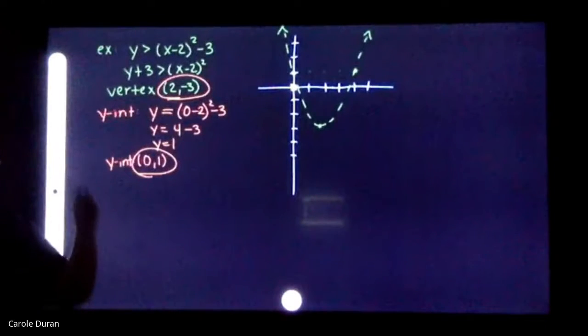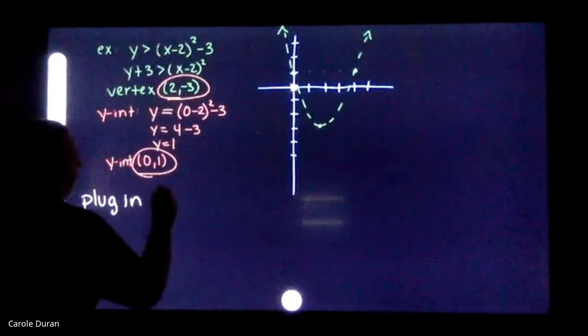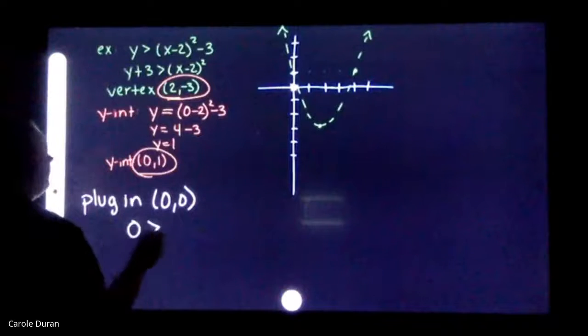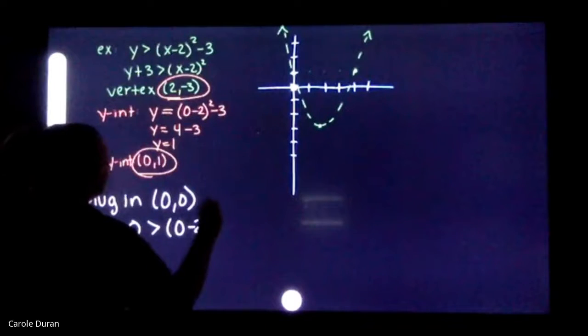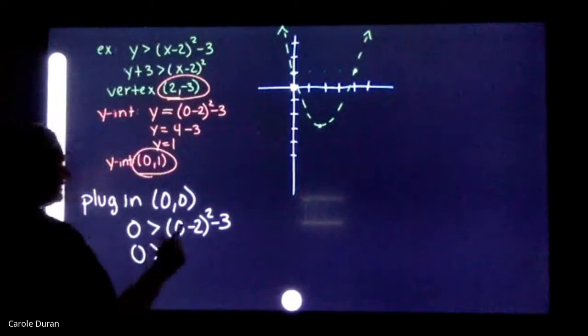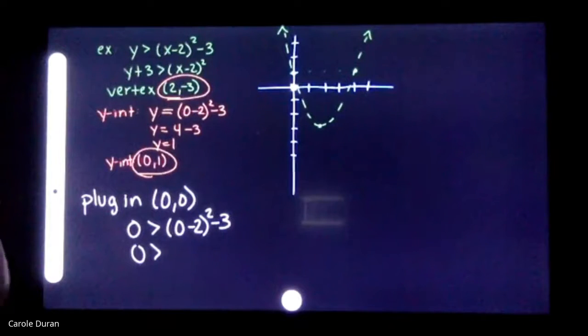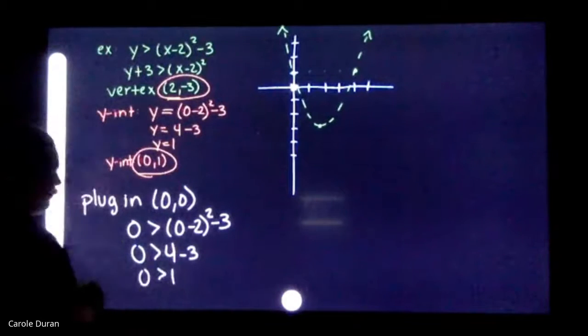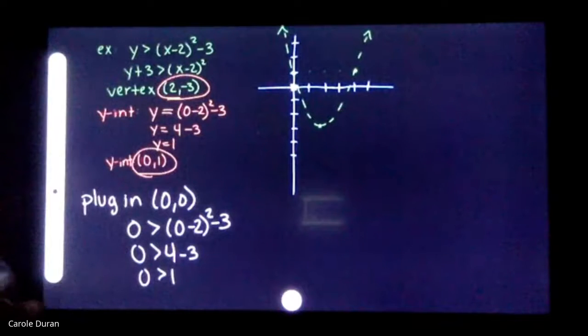When I plug it in, I'm plugging in 0 for x and 0 for y and solving it out. And I'm going to use the original inequality I was given. So I have 0 is greater than the quantity 0 minus 2 squared minus 3. I simplify it out. 0 minus 2 is -2. -2 squared is 4. Then I get 4 minus 3, which is 1. Is 0 greater than 1? Hopefully we all know that it's not, right?